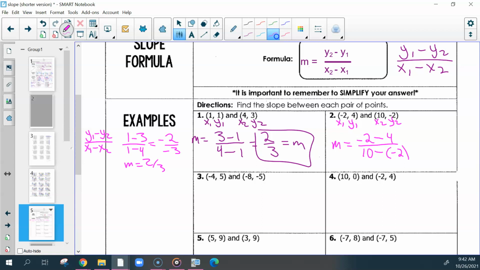So if we did it the other way around, for negative 2 minus 4, we put 4 minus, parentheses, negative 2. Okay. Once you have that in there, then you can subtract. Negative 2 minus 4 is negative 6. 10 minus negative 2, this is really adding.